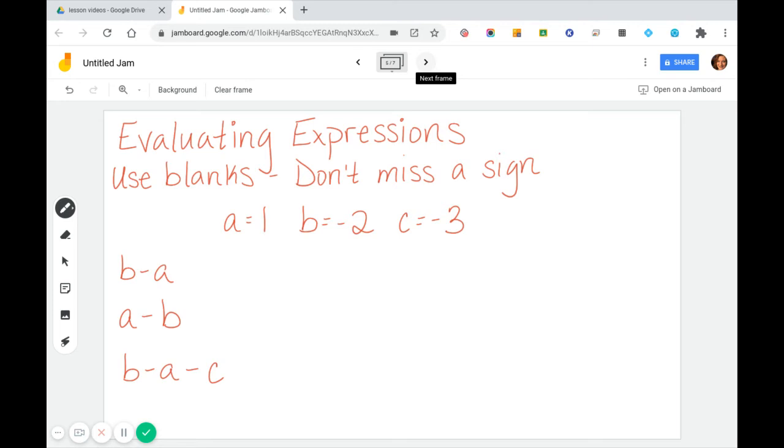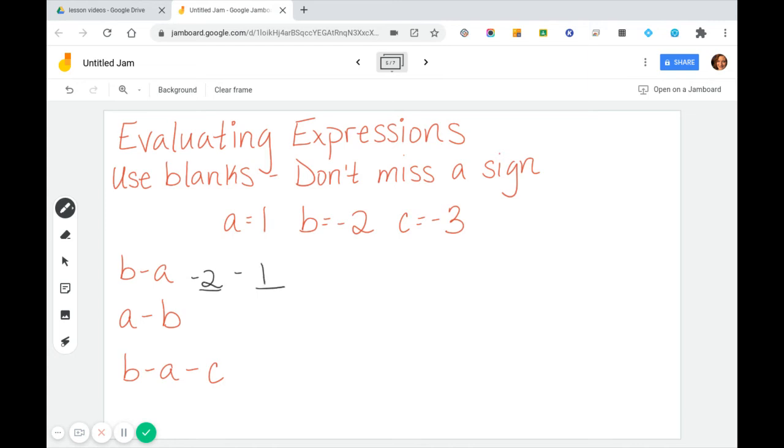I want you to be careful with these though, because as we have negative signs, it is so easy to accidentally miss a sign. So what I think will help you: rewrite your problem with blanks instead of variables or numbers. Put blanks and copy all the signs that you see. So B minus A, I'm going to put blank minus blank. Instead of B, I'm going to plug in the -2. And instead of A, I'm going to put in a 1.